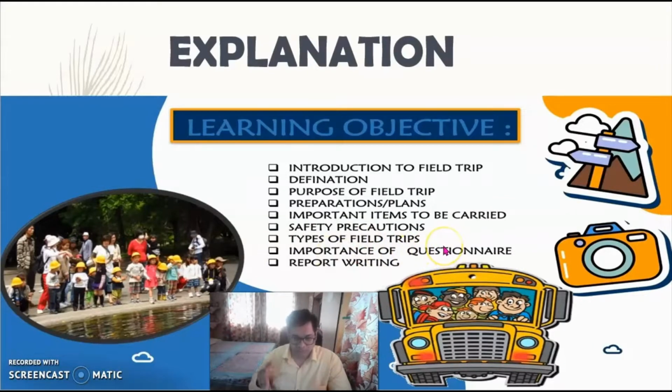The questionnaire, you have to prepare a questionnaire, so they will show you how to prepare a questionnaire and what is the importance. And lastly, report writing. At the end of the field trip, you have to prepare a report. What have you seen in the field trip? What have you observed, all the things around of the structure and all. So they have to prepare a report. So you'll all see this in this explanation. Pay attention, children. Thank you.